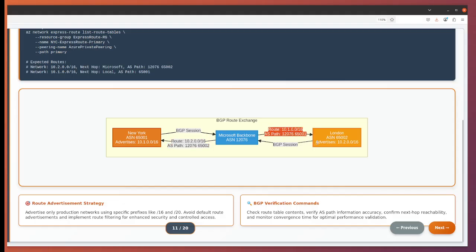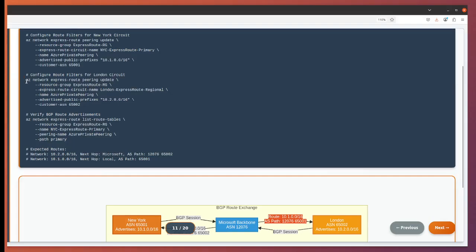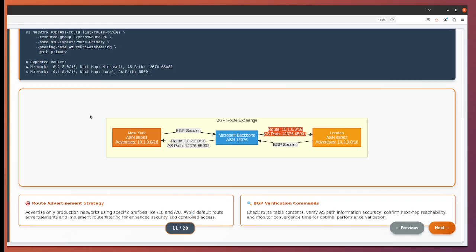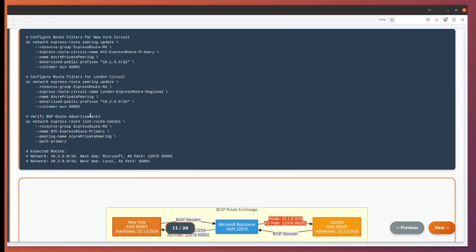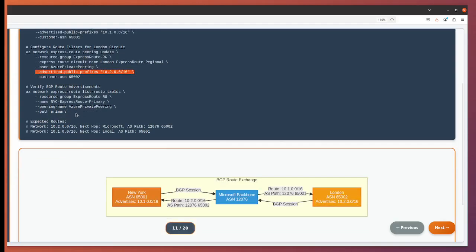Key BGP concepts for Global Reach include route filters that control which routes are advertised and received, AS path prepending to influence routing decisions for traffic engineering, community strings to tag routes for policy application, and route maps for complex routing policies and transformations. Our New York circuit using ASN 65001 will advertise 10.1.0.0/16, while London using ASN 65002 advertises 10.2.0.0/16. This creates clean, predictable routing between sites.